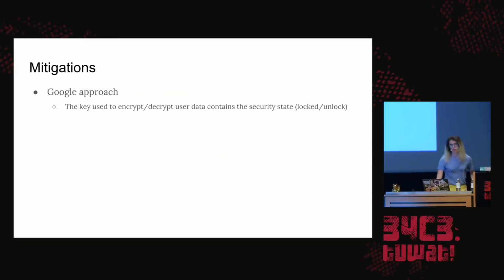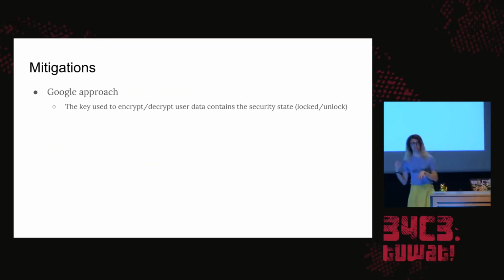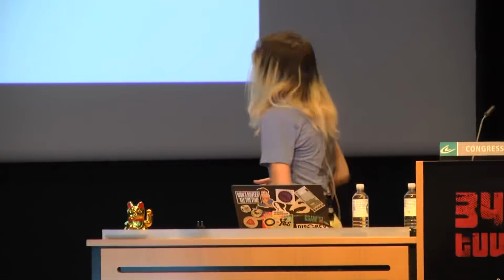Mitigations. So the thing that Google does in order to prevent attacks of this class is that the encryption key that decrypts the userland data has embedded in it the unlock state. So clearly, if you change the unlock state, you brick the entire phone. Well, not brick, but have to reset it, have to lose all your data.